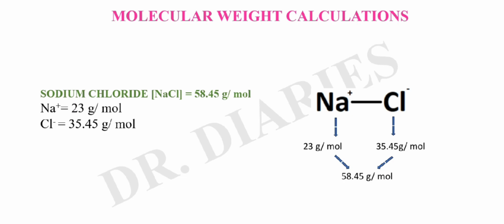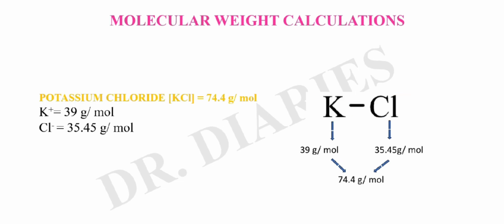Next example is sodium chloride. The molar mass of sodium is 23 grams, and that of chloride is 35.45 grams. So, the molecular weight of sodium chloride is 58.4 grams per mole. Next example is potassium chloride. The molar mass of 1 mole of potassium is 39 grams, and that of chloride is 35.4 grams. The molecular weight of potassium chloride is 74.4 grams per mole.